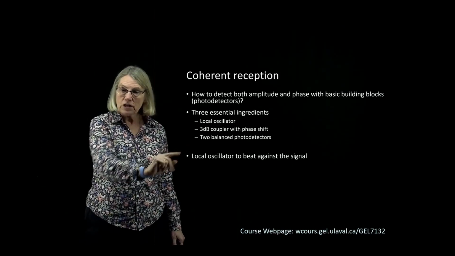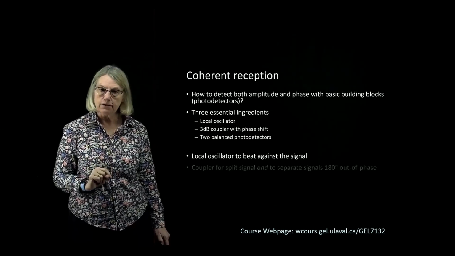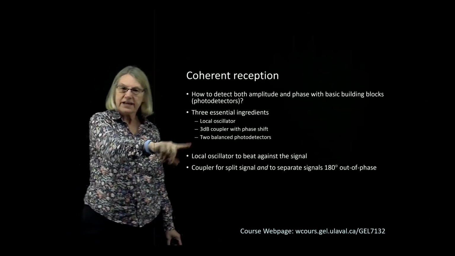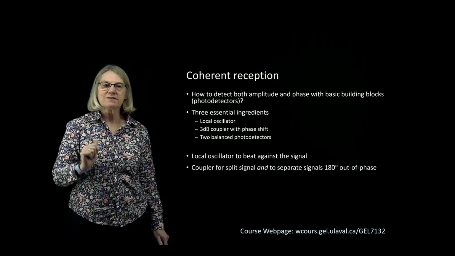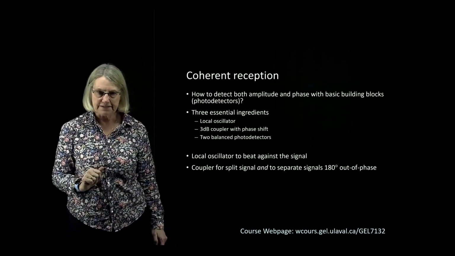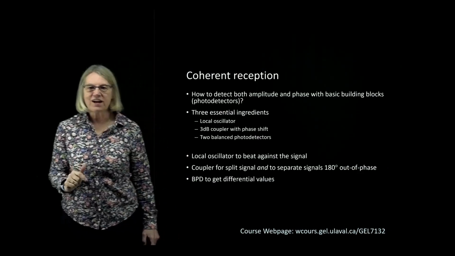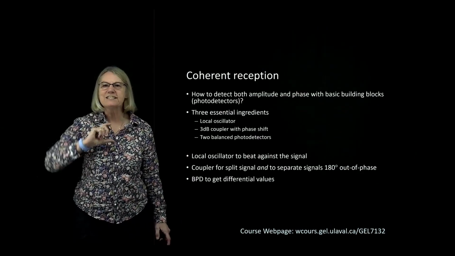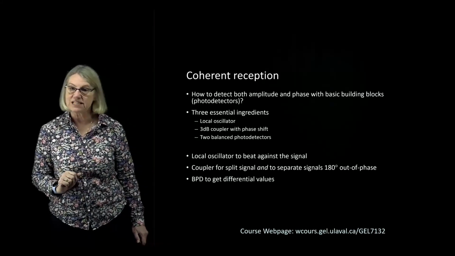The first one, the local oscillator, the reason that we need it is because it's going to beat against the signal. The coupler, as I mentioned, doesn't just split the signal, but it's going to help us separate signals that are 180 degrees out of phase. And finally, the balanced photodetectors are going to be used to allow us to get a differential value on the signals that are being received simultaneously.